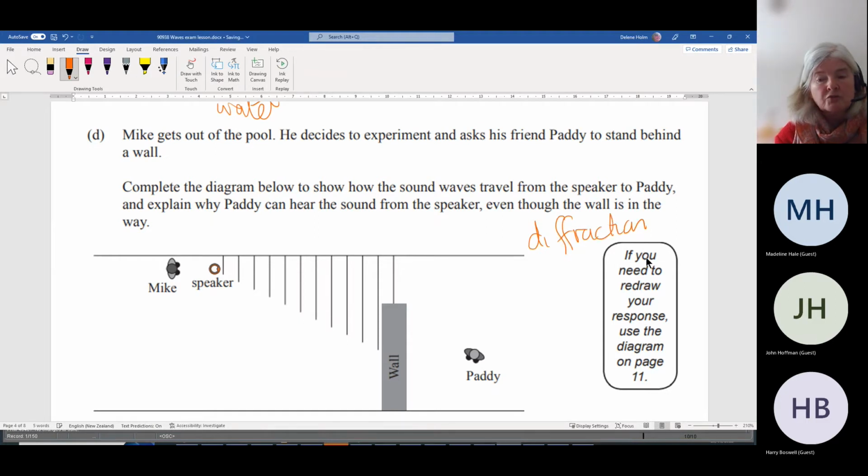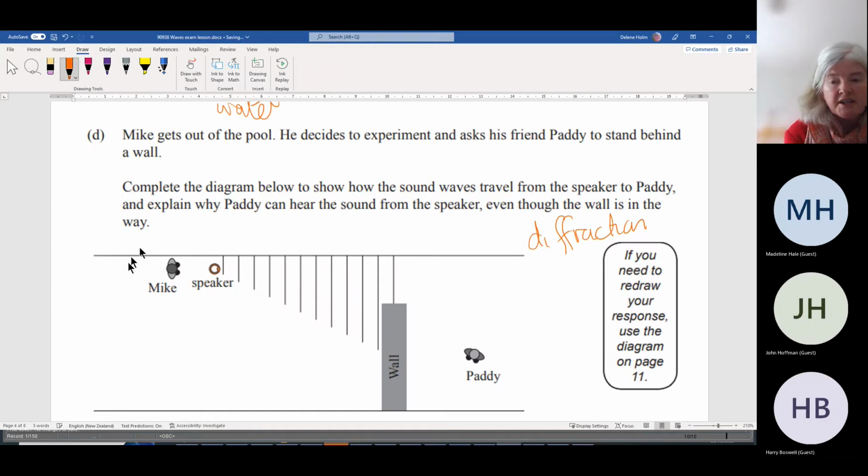So remember, you have to know in the exam, reflection, refraction, diffraction. So diffraction is the bending of the light waves when it's going through a gap. Okay, and so basically you had to draw these.